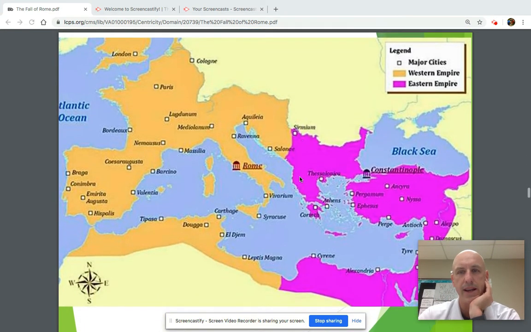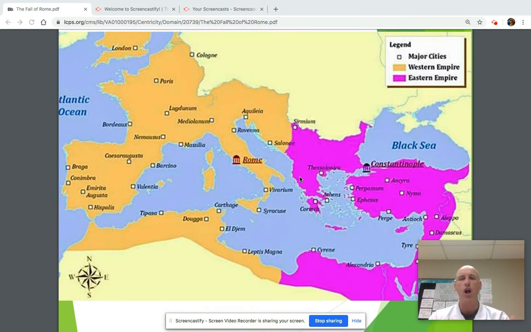And we'll end right here. So this is what Rome will fall into. This eastern side, which will become the Byzantine Empire, which we'll talk about later. And this side will fall, the west will fall into the Dark Ages, the plague and all that. And we'll spend some time looking at that.